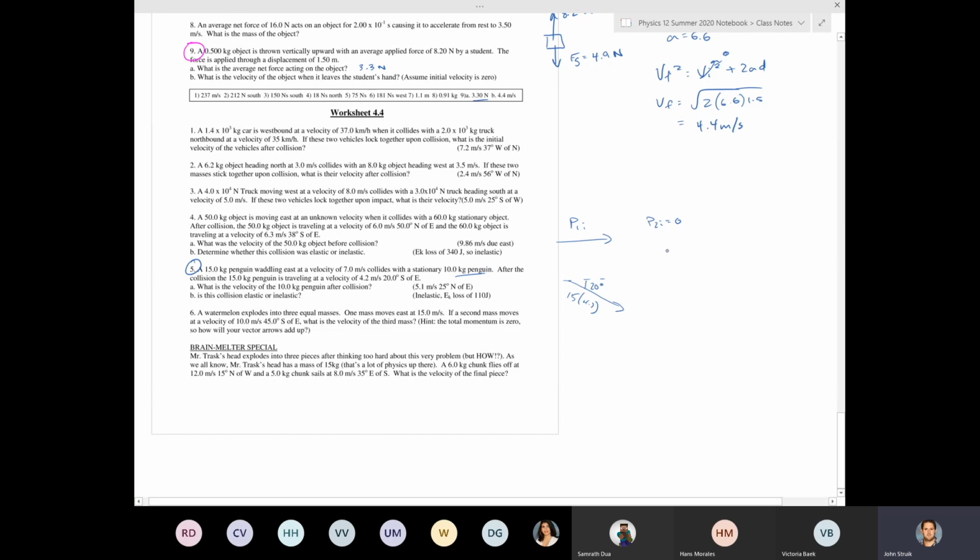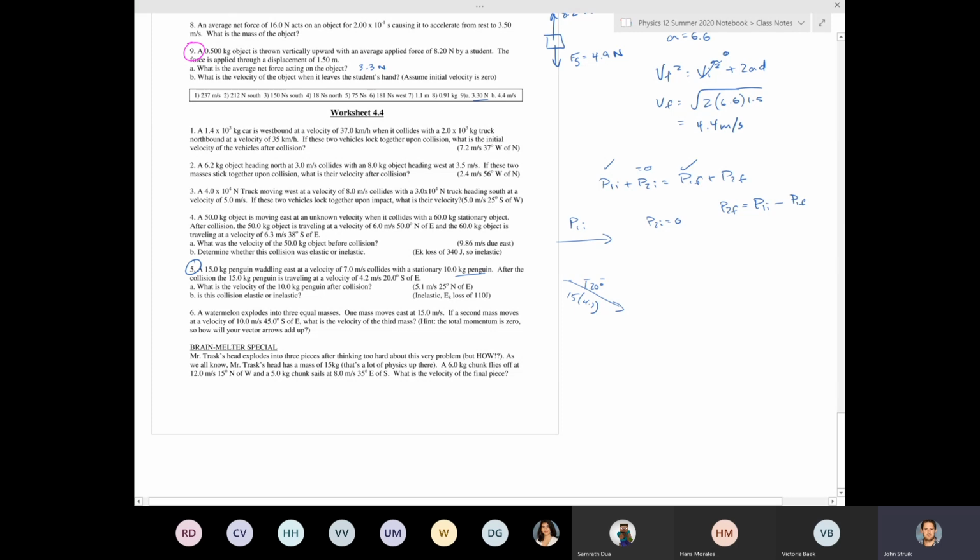Okay, so if you look at the actual formula, we have two objects, P1I plus P2I, and then afterwards we have P1F plus P2F. We know what this is, we know what this is, and this is 0. And so we can solve this for P2F. So P2F equals P1I minus P1F.